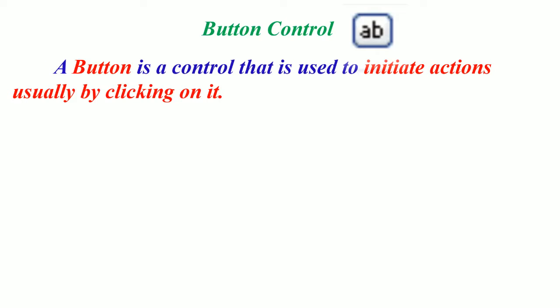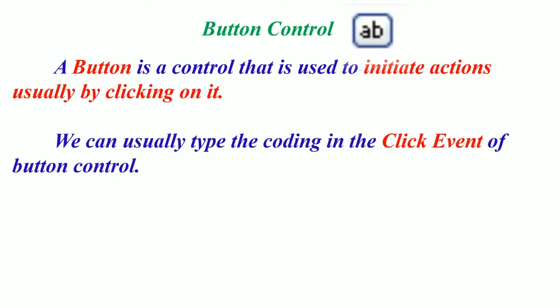Next one, button control. A button is a control that is used to initiate an action, usually by clicking on it. If you want to give input during the program execution, you use the text box control. If you want to initiate any action, usually by clicking, you use the button control. To initiate some action, we must write some code, and that can be written only in the click event of the button control.